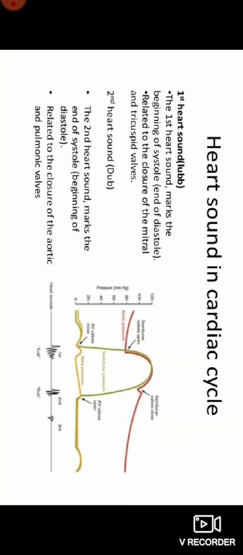lub and dup. The first heart sound marks the beginning of ventricular systole. It is related to the closure of the mitral and tricuspid valves at the beginning of ventricular systole. The second heart sound, dup, marks the end of ventricular systole, related to the closure of the semilunar valves, namely the aortic and pulmonary valves.